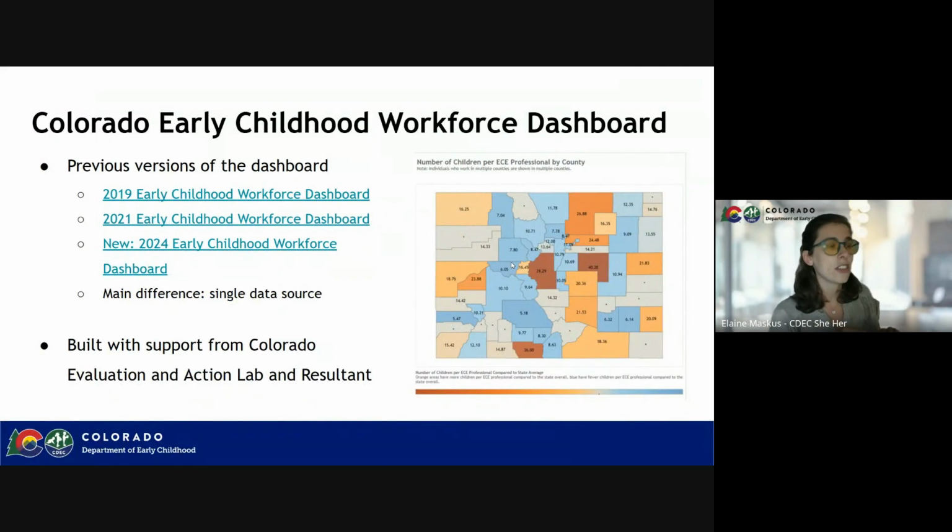So high level, this is the third version of this dashboard. There was a 2019 workforce dashboard, a 2021 workforce dashboard, and a 2024 workforce dashboard. The main difference between the previous version and the current version is that there is a single source of data on professionals. The old dashboard used a combination of PDIS data, Department of Labor data, and lots of things to pinpoint who our professionals were. And now we can get all of the data from the PDIS, which is very exciting. This was built with the Colorado Evaluation and Action Lab and Resultant, who were the Tableau software gurus.